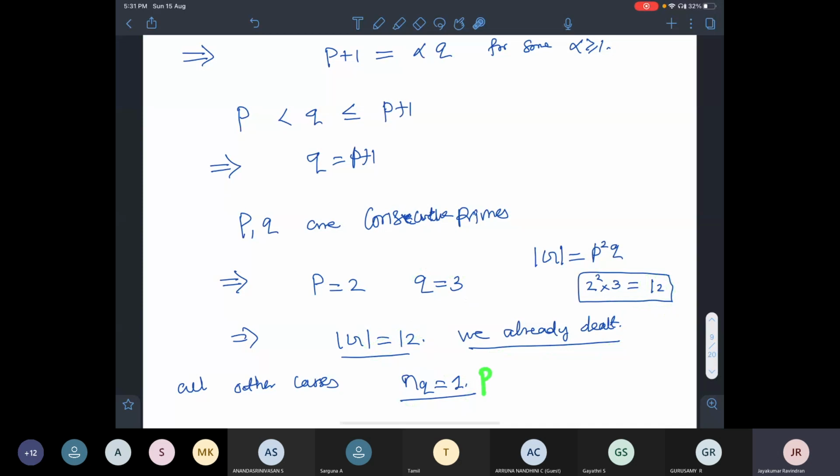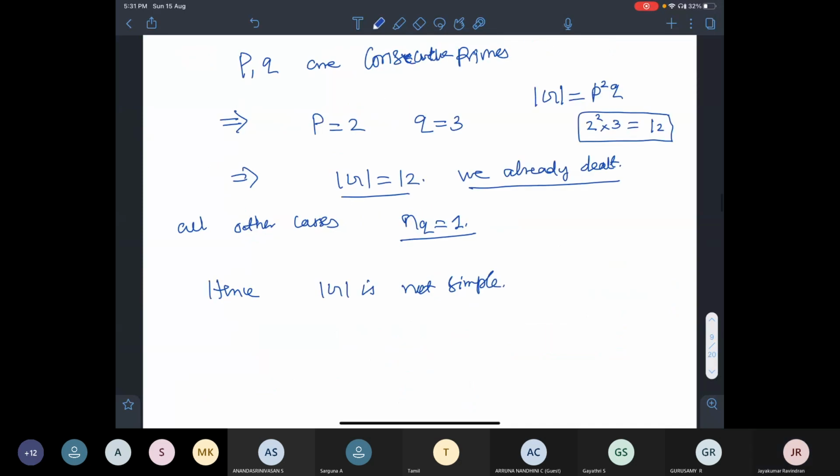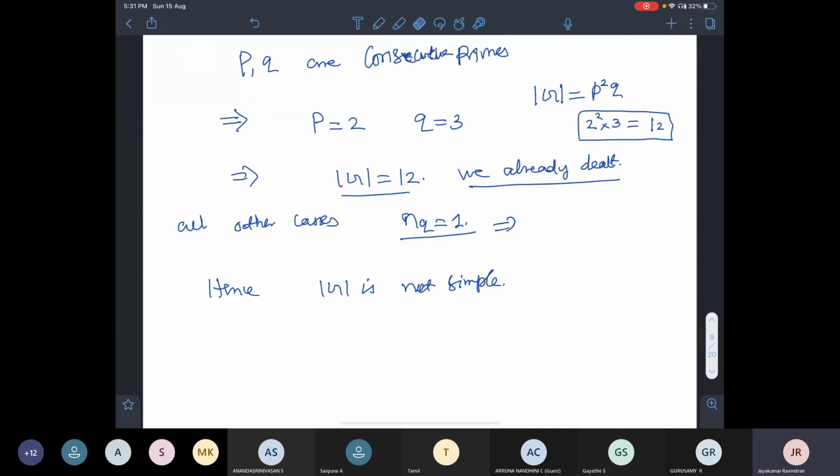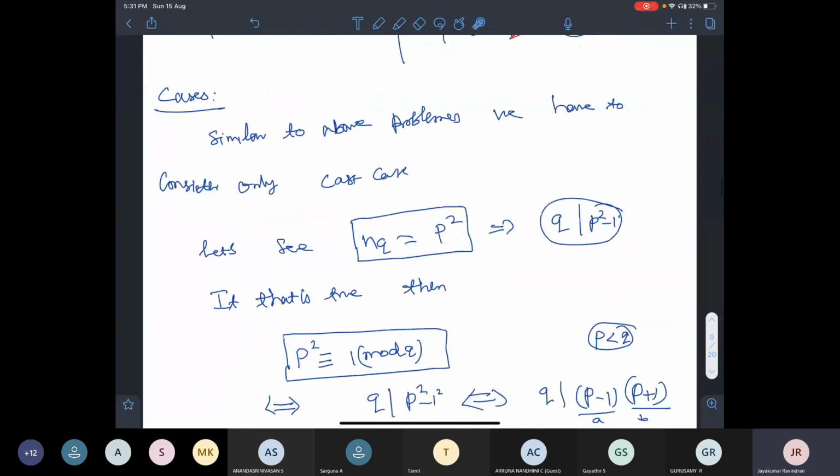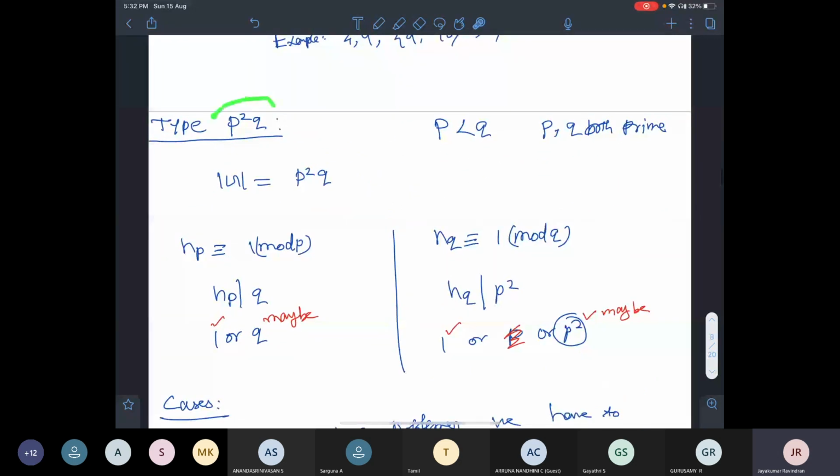So nq is proper, and this implies the group corresponding to this q element is proper, because of 1 it's normal and non-trivial. These three conditions are satisfied, so G is not simple in that case. So we have proved that in the case of p square q also, it is not simple, in all cases. There are examples, like 12.